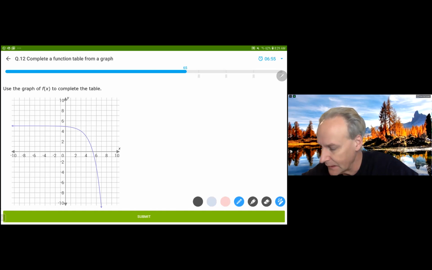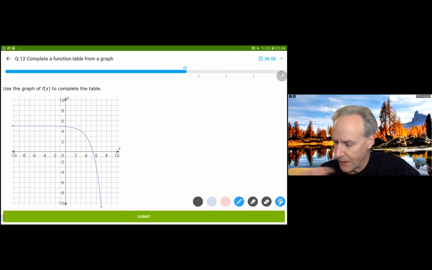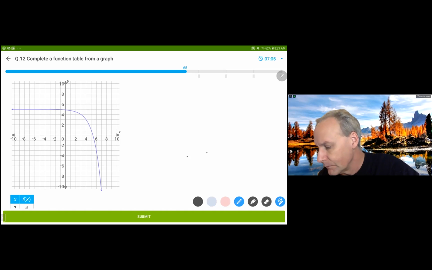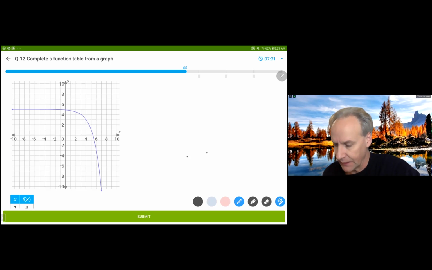Okay, this one looks like an inverse graph, y equals 1 over x, something like that. Could also be a negative exponential. You know what? It could be a negative exponential. Let's see if I can tell. Yeah, could be. Nah, I can't tell by looking at it very well.